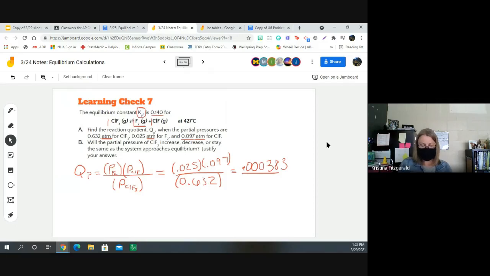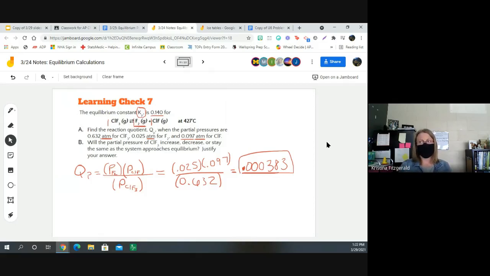Oh, yeah, Kylie agrees. We don't actually need units on this because the units cancel: we have atm on top and atm on the bottom. So Q's and K's don't generally get units. They're just a ratio between your products and reactants. They don't require a unit.